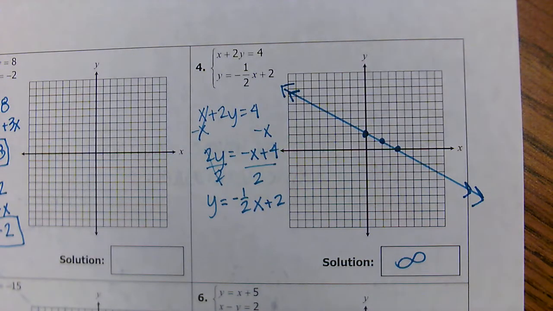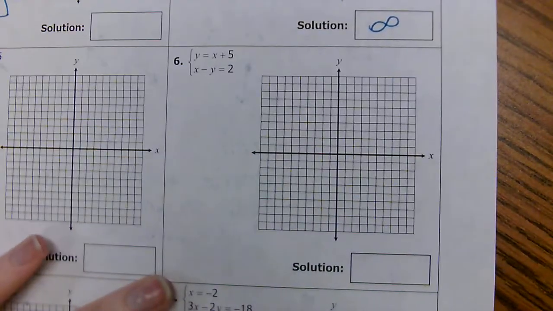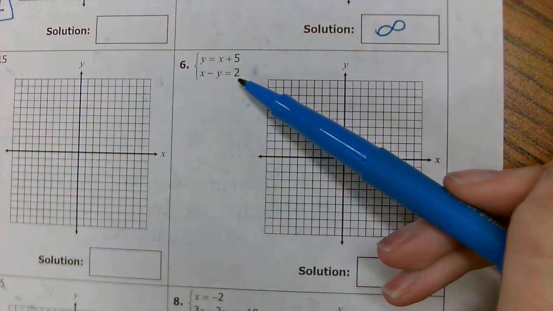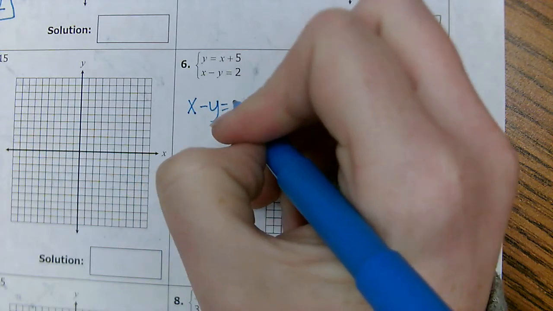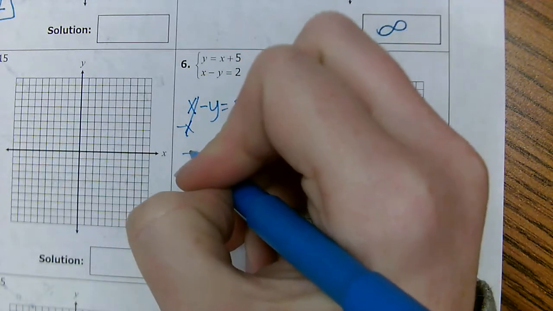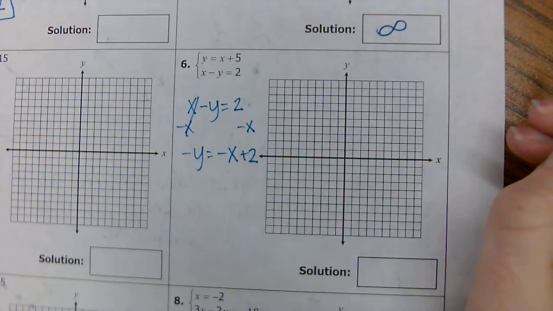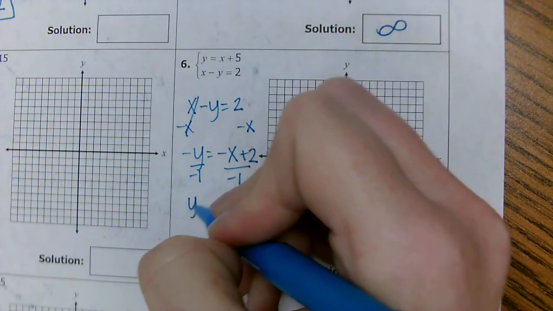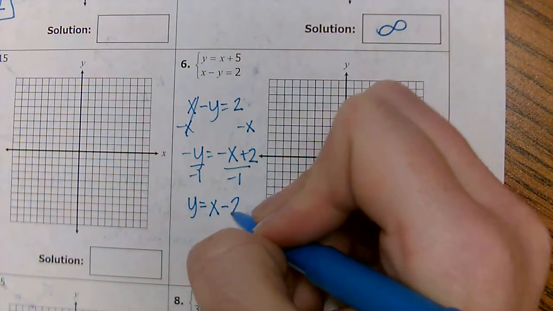Okay, I want to skip to number 6. This is the last one that I'm going to do with you. One of them is in slope-intercept, one is not. So let's move this one to slope-intercept. So I have x minus y equals 2. I need to subtract x. Negative y equals negative x plus 2. Well, I can't have a negative y, so I'm going to divide by negative 1. And that gives me y equals a positive x minus 2.